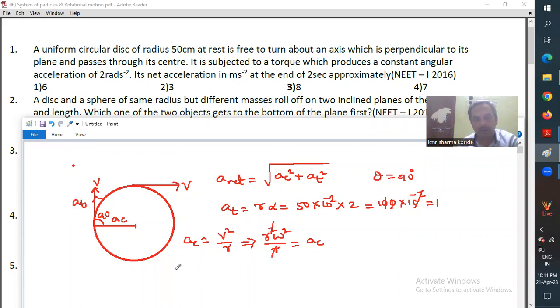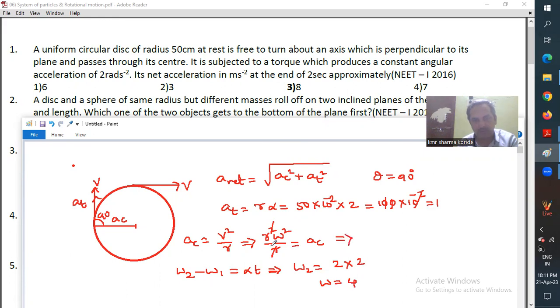So let us try to get omega. Since time is mentioned in the question, it is better to go with omega 2 minus omega 1 is equal to alpha t. This is similar to v equal to u plus at in translatory motion. So omega 2 is equal to, starting from rest, alpha is 2 radian per second square and time is 2 seconds. So therefore, omega is going to be 4 radian per second.